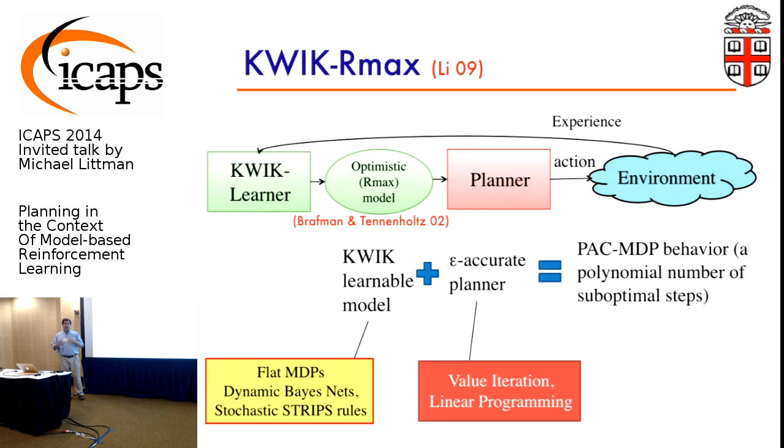What we know about this combination of quick learning and at least an epsilon accurate planner is that we can learn behavior that is probably approximately correct in an MDP. That is to say that it only takes a polynomial number of suboptimal steps over its entire lifetime with high probability. So that's cool to be able to have these two pieces. Again, the quick learning piece, if we give it some information about the structure of how the transition probabilities work, great. And then we need some way of doing the planning. All right, let me just show you that kind of works.